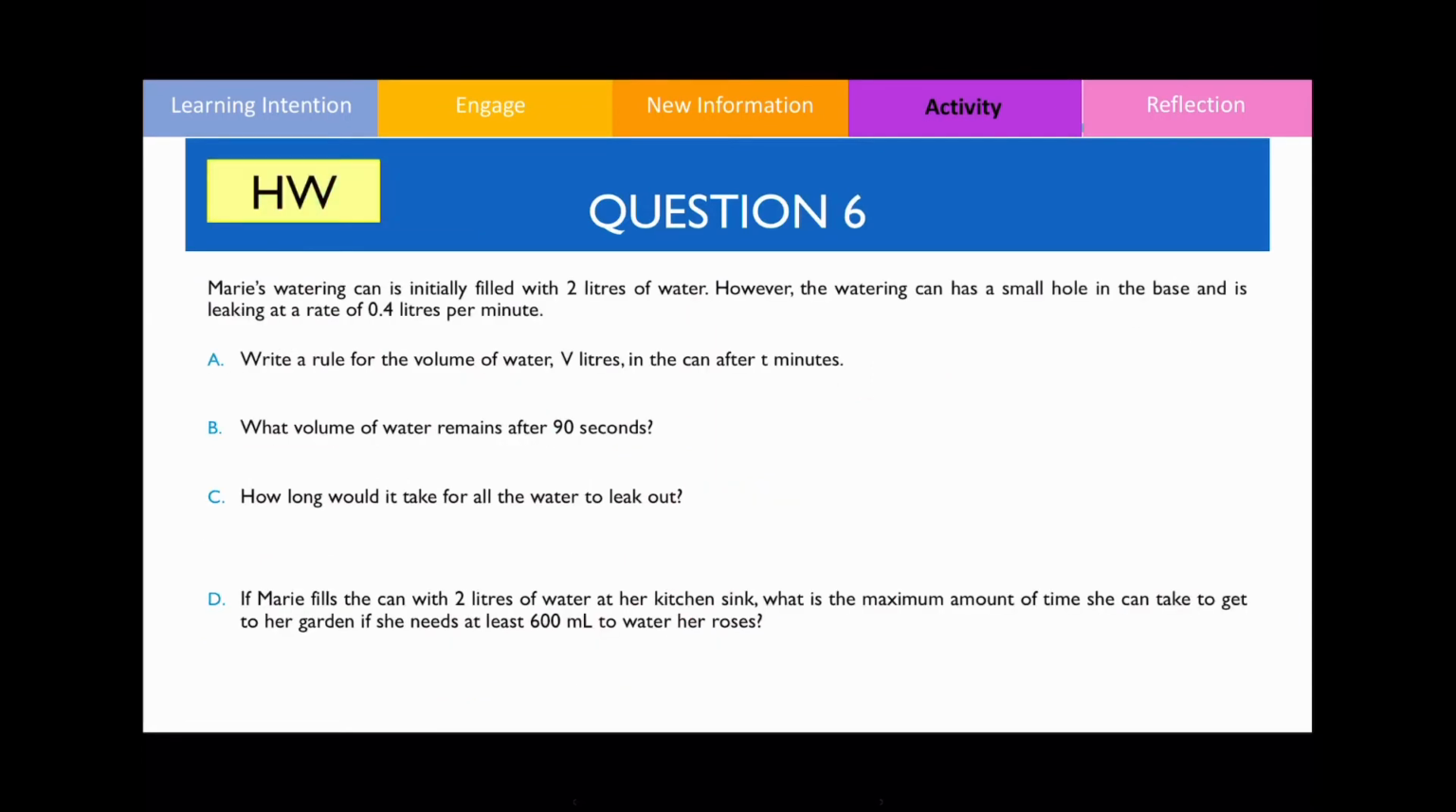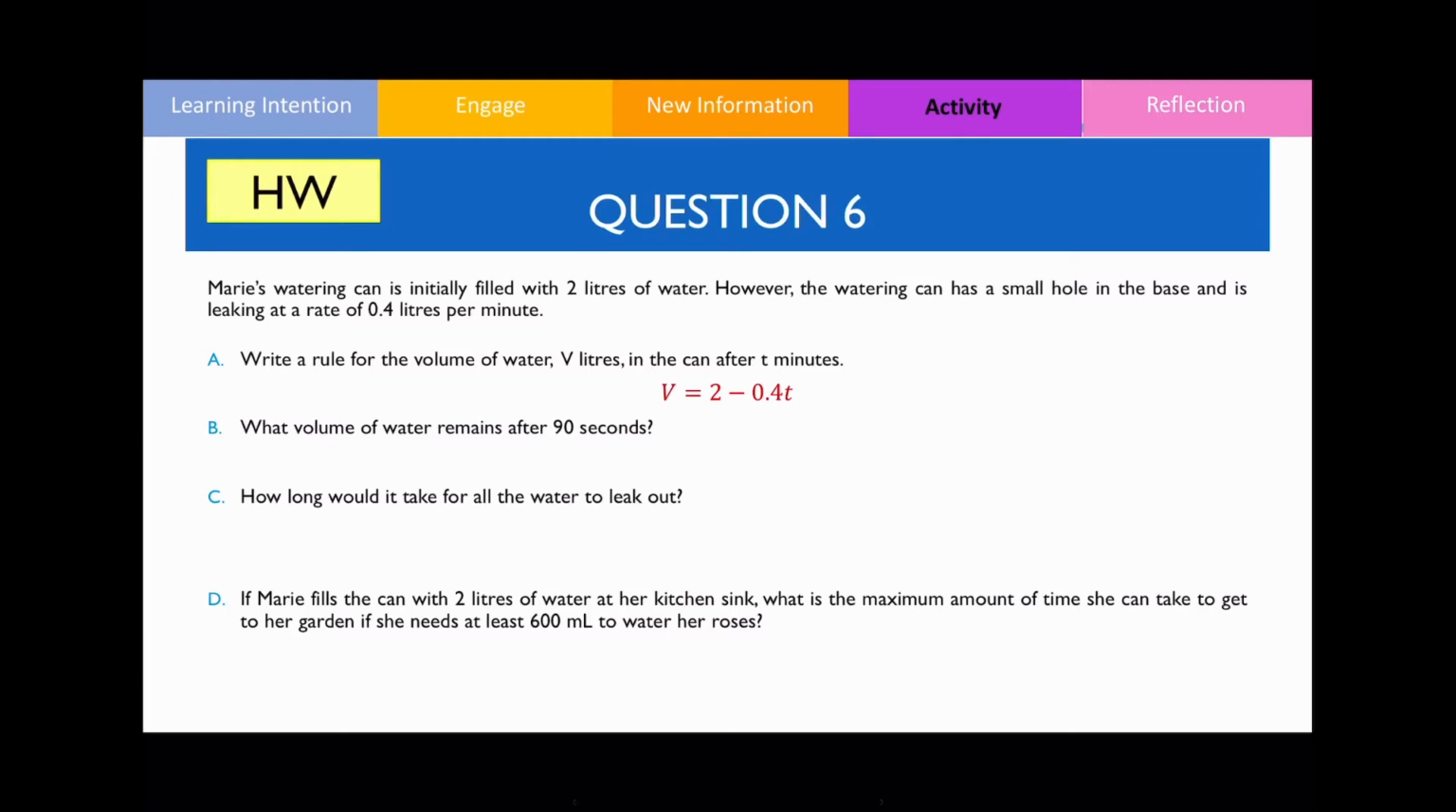For question 6 over here, Mary's watering can is initially filled with 2 liters of water. However, the watering can has a small hole and is leaking at a rate of 0.4 liters per minute. Okay, now this question over here is a bit more different and a bit more complex than the other example. For the first one, part A, again, it's a similar question where it's going to be decreasing. So you're going to have a negative gradient. So it's going to be 2 minus 0.4t.